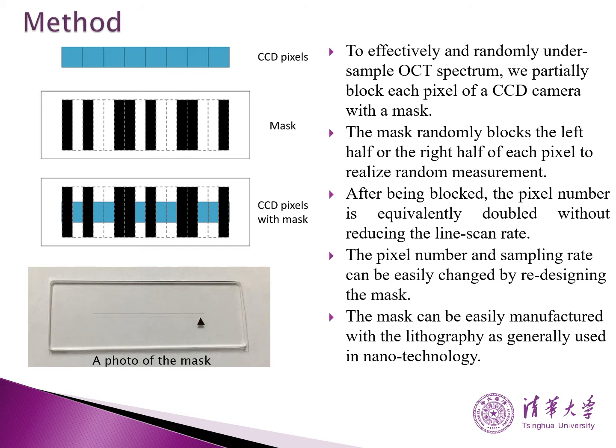Therefore, the pixel number of the new CCD camera is equivalently doubled, while the line scan rate of the CCD camera remains unchanged. We can also modify the pixel number and the sampling rate by redesigning the mask. The mask can be easily manufactured with lithography, as generally used in nanotechnology.